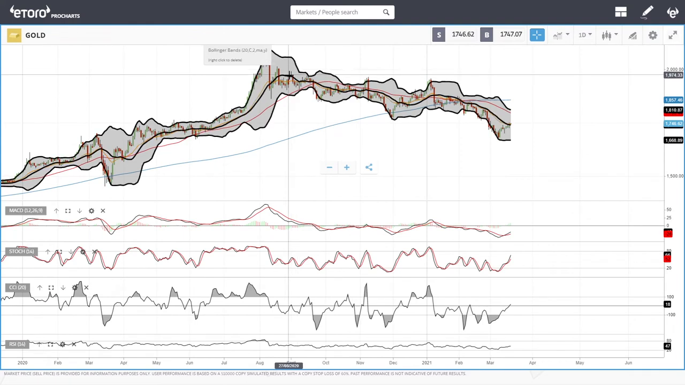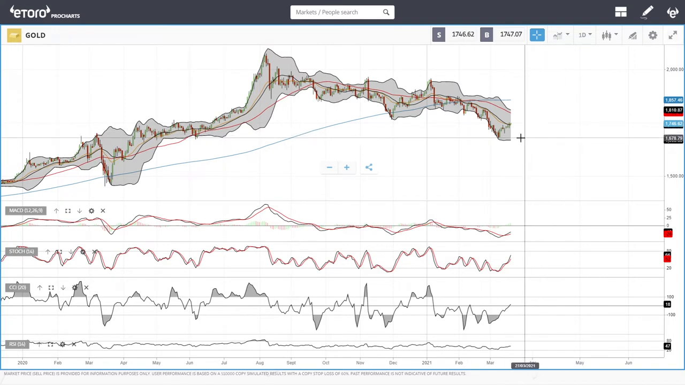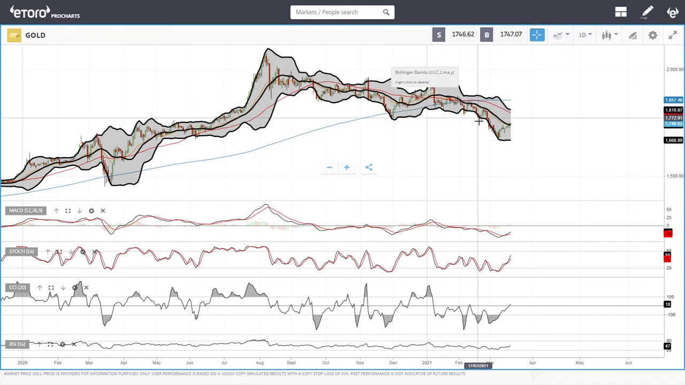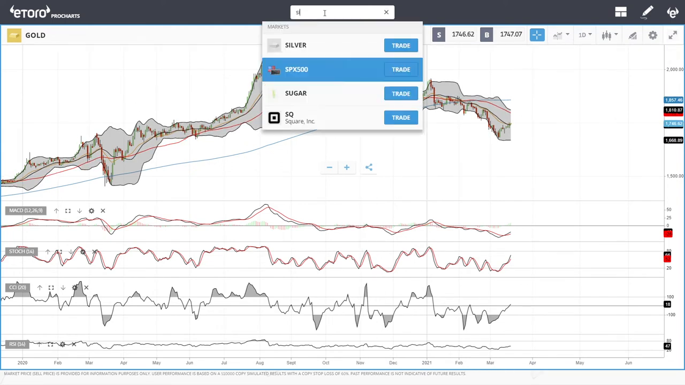We have been in a downward trend for several months now, and rallies towards the 20 and even the 50 have been sold into quite heavily. So let's look at silver.